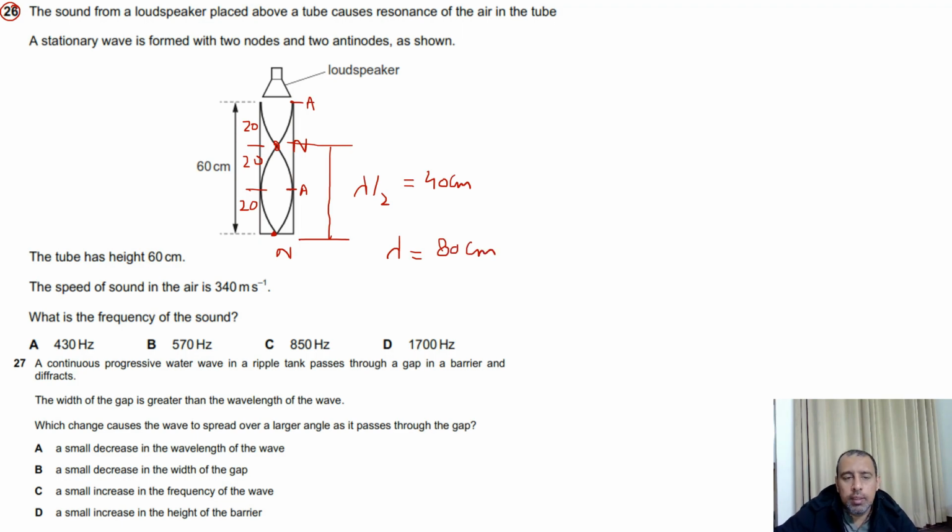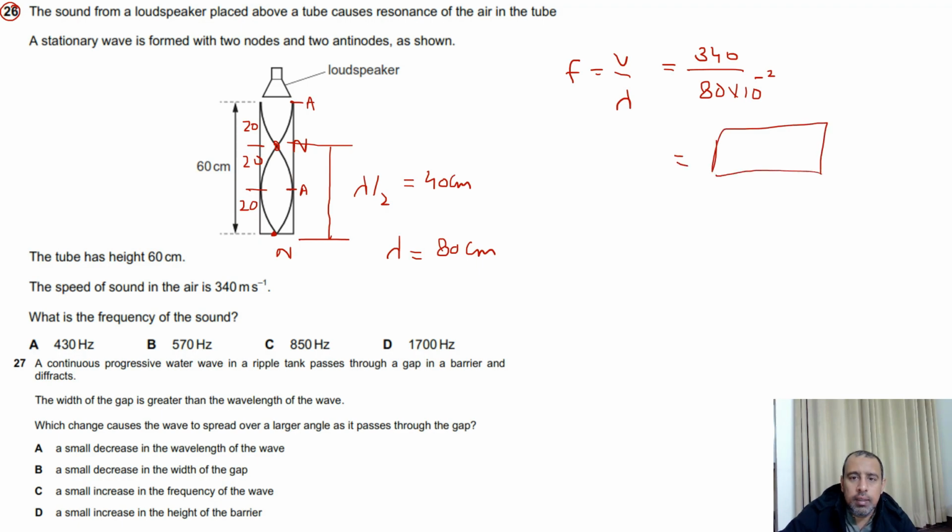While finding the frequency, you know f is equal to v by lambda. The speed is given, that is 340, and the wavelength is 80 into 10 to the power minus 2, because the frequency in hertz is required. So by solving it, let me check, let me solve it. This is 425. The answer is 425, that is 430 hertz. Option A is the correct answer.